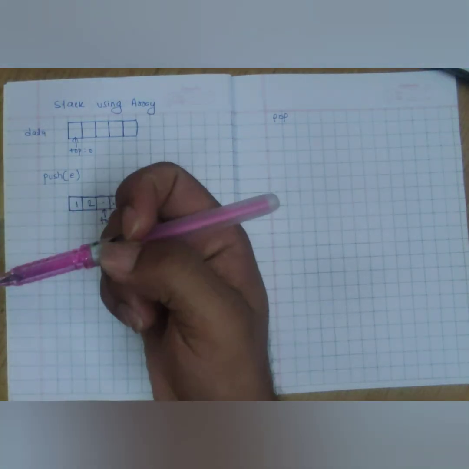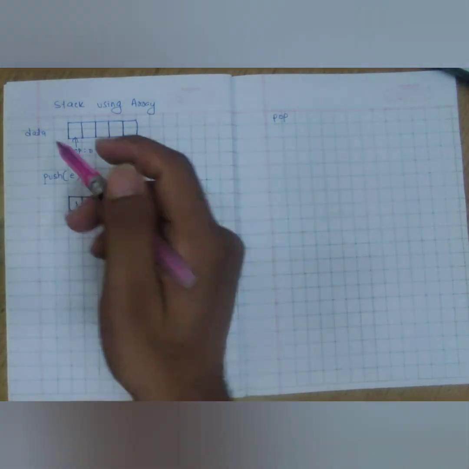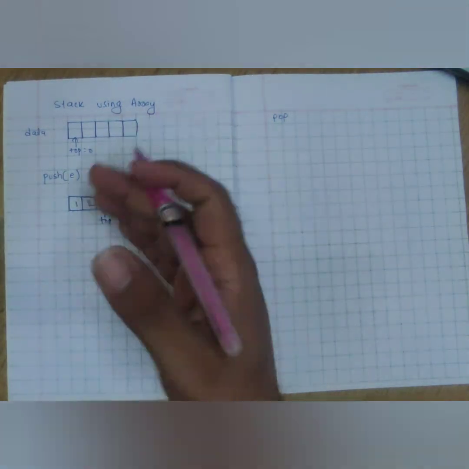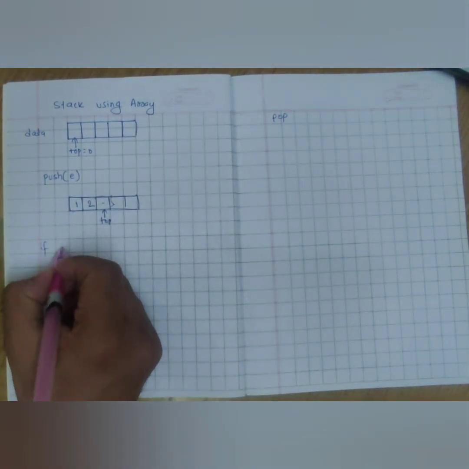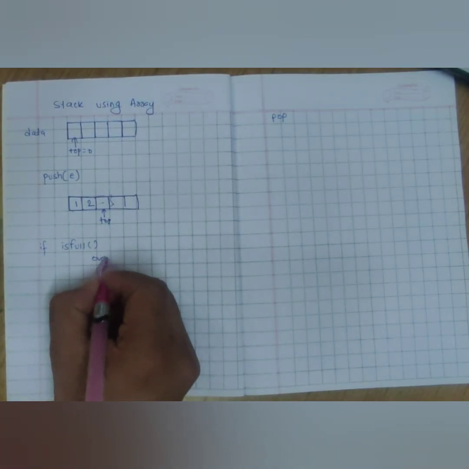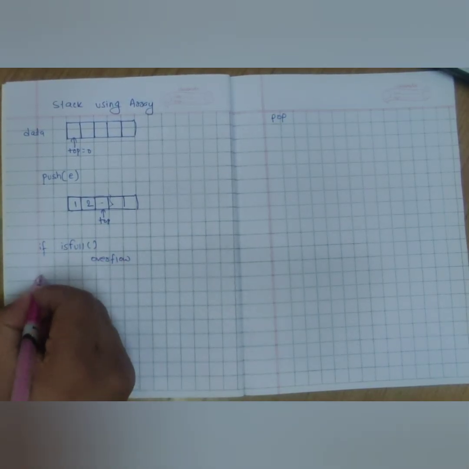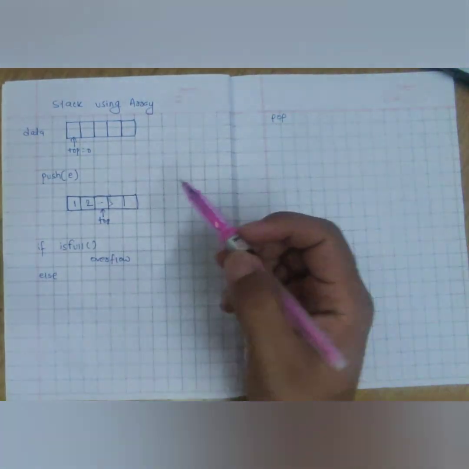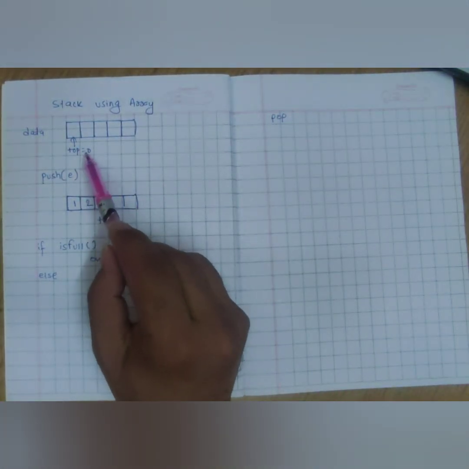So the code to push the element to an array will be: if the array is full, simply we can say overflow. Else, if in case the array is not full, then we have to insert. How will we insert? Remember that I took top equals 0 initially.